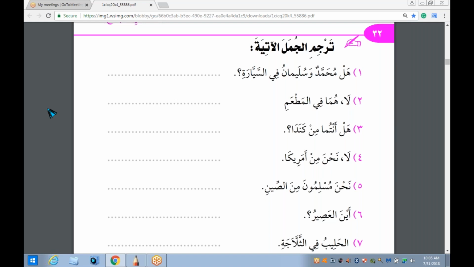هما في المطعم. ما معنى مطعم يا عيسى؟ Restaurant. What's the plural for مطعم? Number 2. لا هما في المطعم. They're in the restaurant.